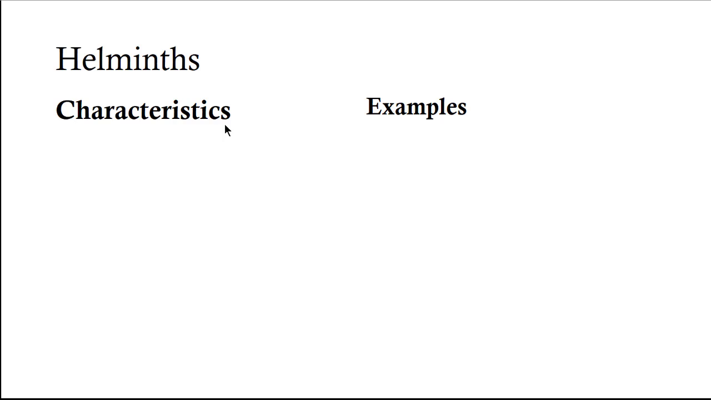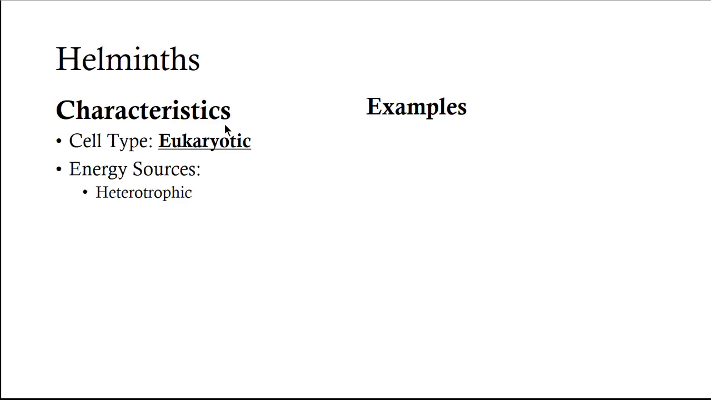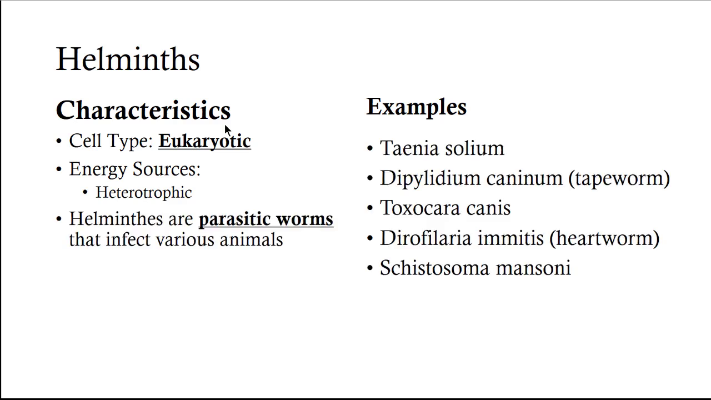So moving on to the next group here, the helminths. Helminths, one of the last groups of the cellular organisms that we're going to talk about, also eukaryotic. These are actually closest to animals. It's really the only kind of animal technically that we study in microbiology for the most part. Animals are heterotrophic. They have to go get food.